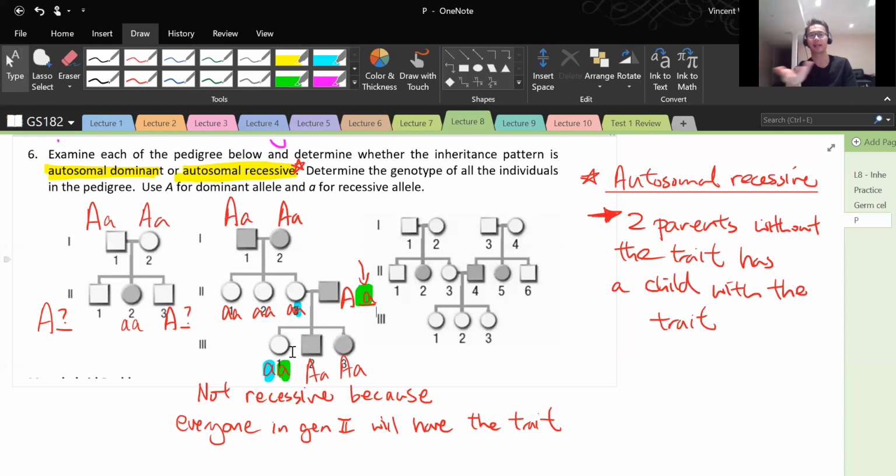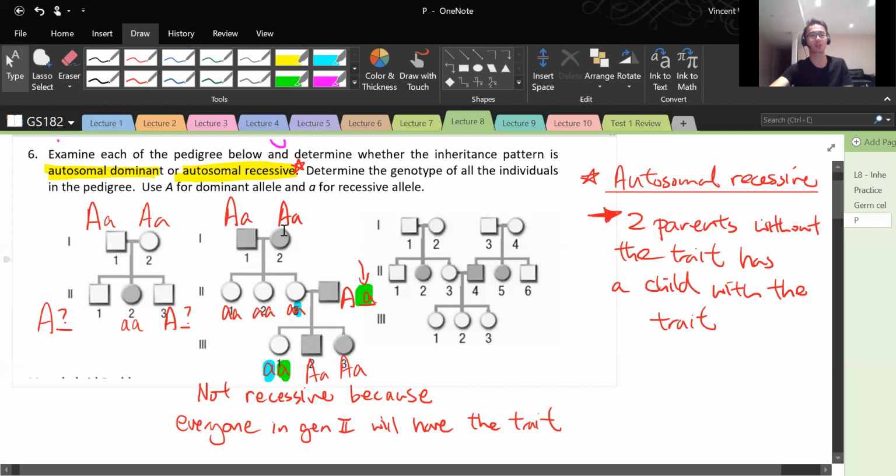When I talk about trait, it could be like eye colors, right? It could be like blood type. It could be like whether your earlobes are attached or detached, right? So all these are considered as trait. It could be a disease, right? It could be like sickle cell anemia or something like that.